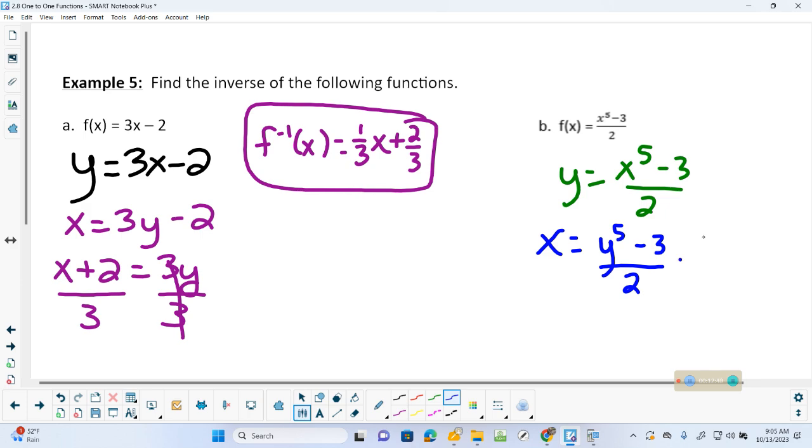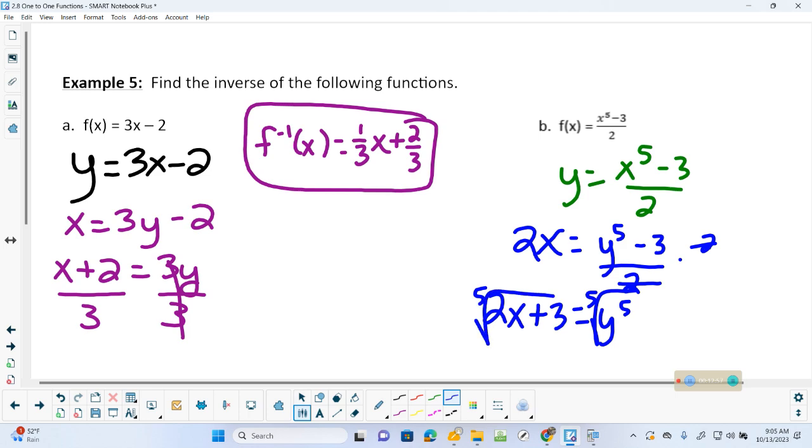Let's get rid of this fraction, times each side by 2. I'm going to add the 3 over. And what gets rid of a 5th power? 5th root. And then all I'm going to do is write my final answer nice and pretty. I'm going to say f inverse is the 5th root of 2x plus 3. And I'm running out of room. Got it. Got it snuck in there. Any questions on that? All right, one last one of these guys.